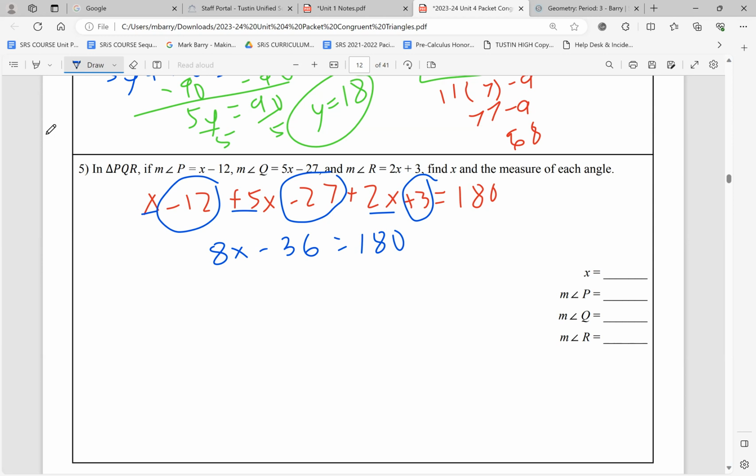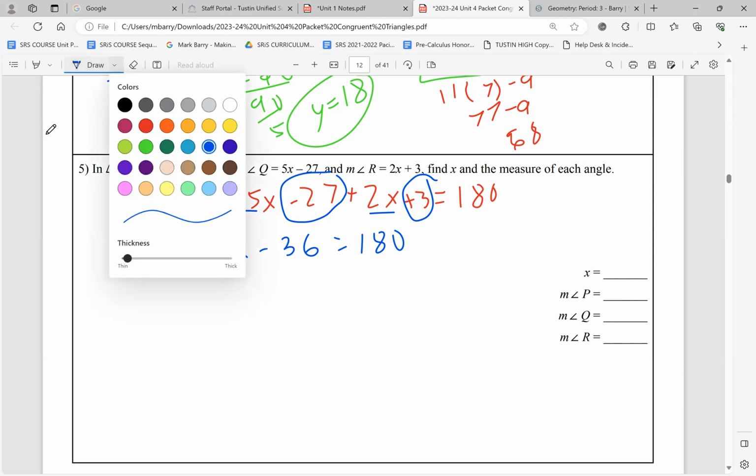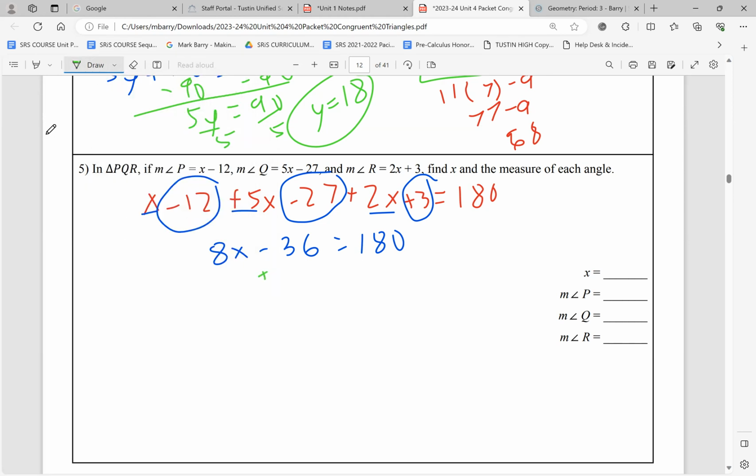Okay, so next up then, we will add the 36 and then divide by 8. So let's do that. Plus 36. 8x equals 216. Divide that by 8, and x equals 216 divided by 8 is 27.